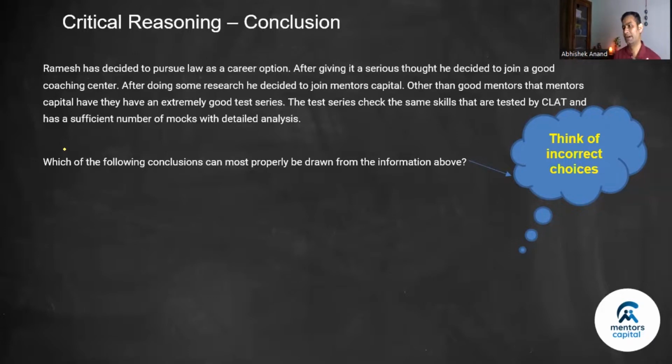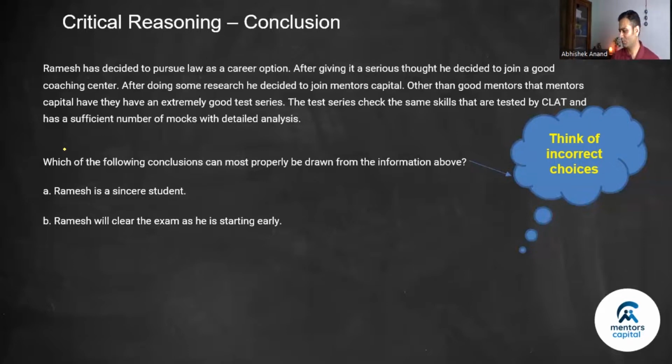All right. I'm assuming that you guys would have given it a thought and would have thought of a few incorrect choices. Look at this one, A. Is this a correct choice? From the paragraph given above, can we conclude that Ramesh is a sincere student? No. Can we conclude the second one? Ramesh will clear the exam as he is starting early? No, we don't know. We can't say that. Number 3, Mentor's Capital Test Series is the best test series in the market. From the information, can we conclude that?